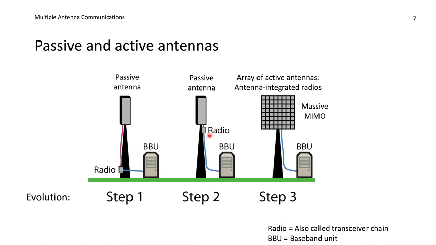And now, starting with 5G, the radios have become so small that we can integrate them together with the antennas and create arrays of so-called active antennas, also known as antenna-integrated radios. So the antenna that is radiating the signal and the radio that is generating it, or the transceiver chain, if you like to call it that, they are all co-located, and we can create an array of antenna-integrated radios like this, and that is what we call massive MIMO.